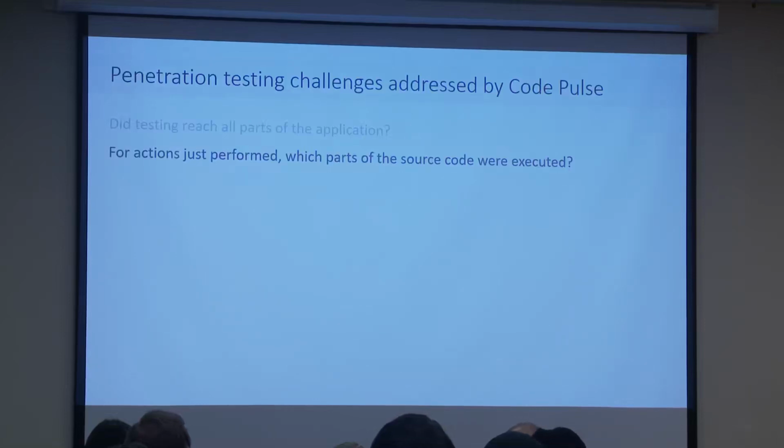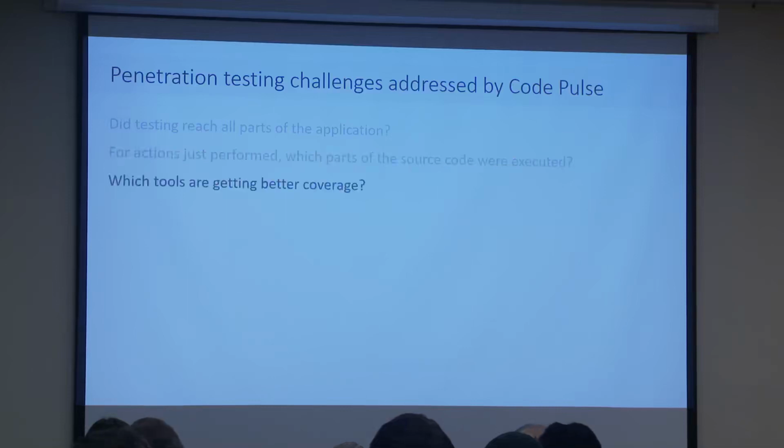As you're playing with the app, trying to get to different areas, like in the house scenario, as you're putting in different input, what are the different ways you can go, and how can you see how your input is affecting the execution of the code? Which tools are getting better coverage? So you try Zap, you try Burp, maybe you're evaluating commercial tools. Which ones are giving you better coverage, or combinations of coverage?